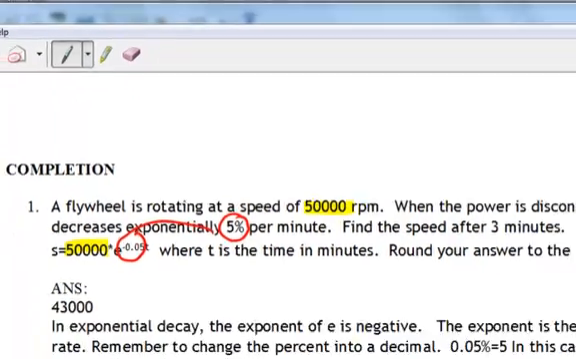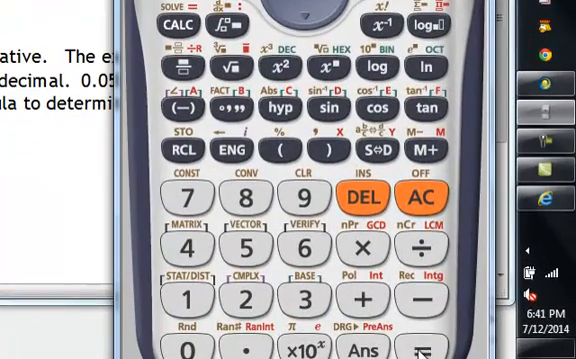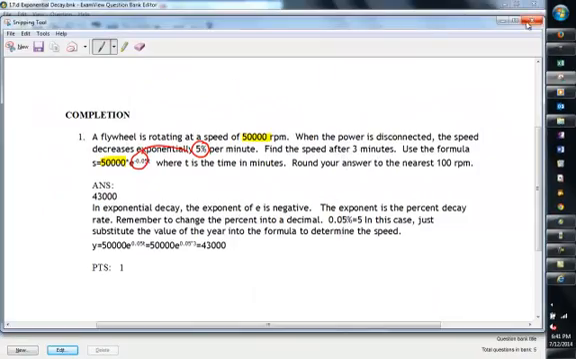So let's plug it into our calculator, and we'll take 50,000 shift ln E to the negative 0.05 times 3 minutes, and we get 43,035.398. And if you notice, they want us to round it to the nearest hundred, which would be 43,000. Next one.